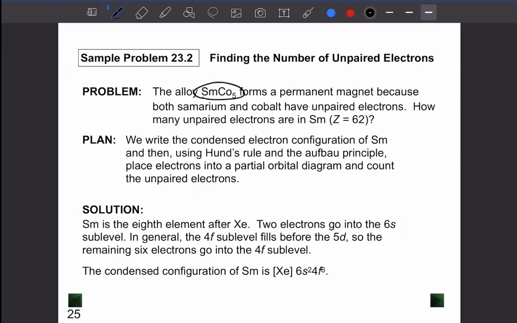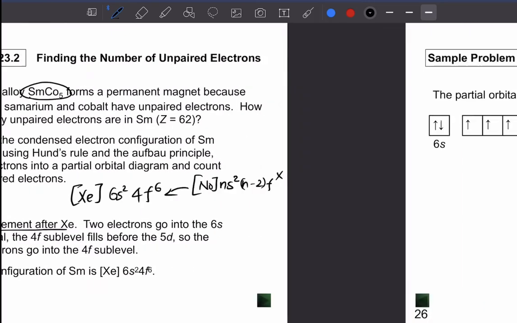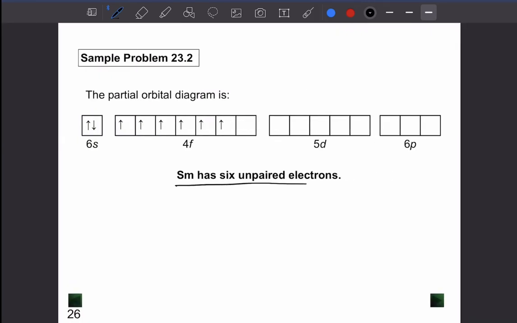Let's take an example of samarium. Samarium is the eighth element after xenon. Remember the configuration is the noble gas, then ns2, then (n-2)fx. This is the common configuration that we generally find. If you apply it here, we get xenon 6s2 4f6. So samarium here has 6 unpaired electrons. So it has color and it is paramagnetic.